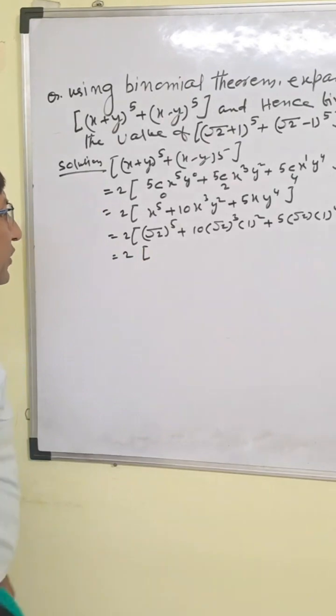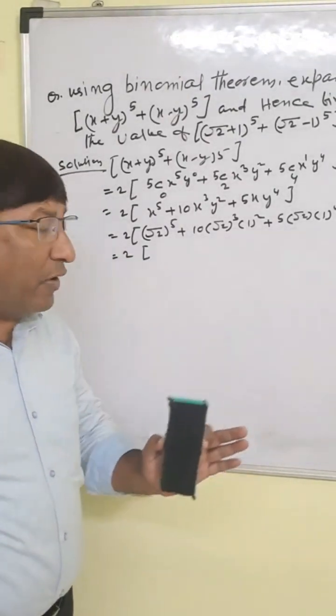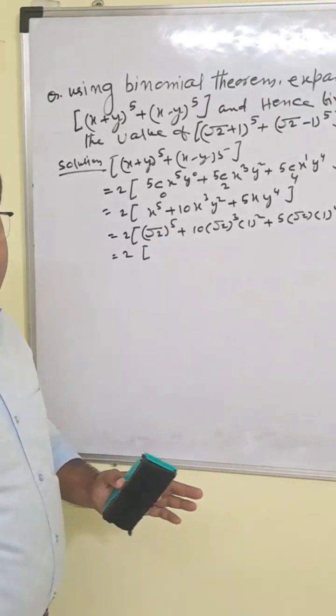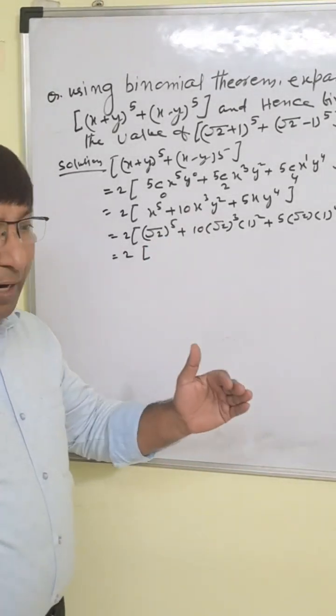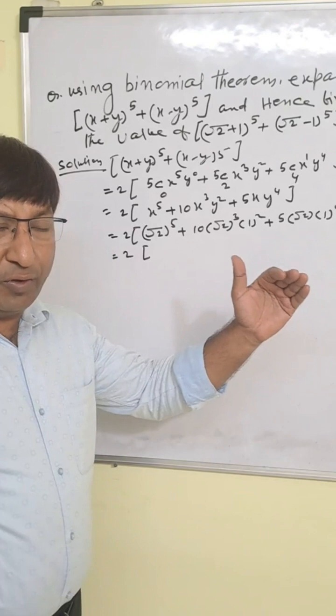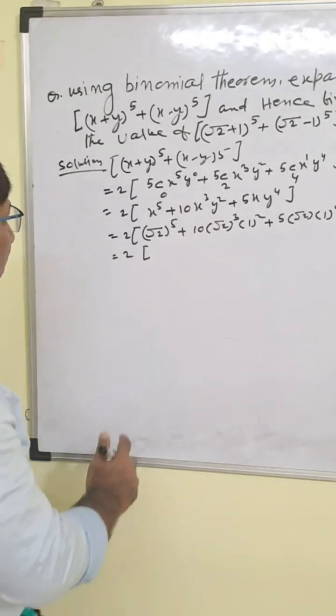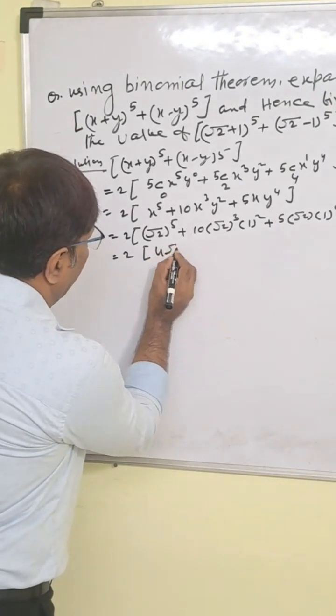So root 2 to the power 5 is what? When we multiply root 2 five times, root 2 into root 2 is 2, and again 2, so 4 root 2. Root 2 five times: root 2, root 2, root 2, root 2 into root 2. So root 2 four times gives 4, so we will get 4 root 2.